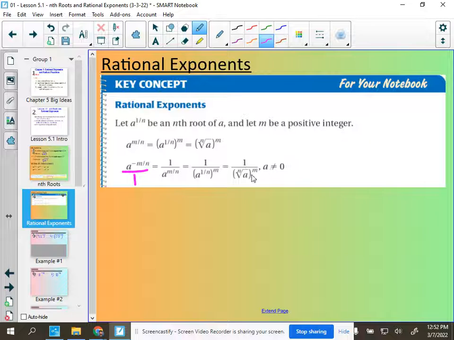Here we've got a limit. We don't want a to be 0, the denominator of a fraction to be 0. So there's a little bit of that there. But really the big thing here would be to fix a negative exponent, change its location.